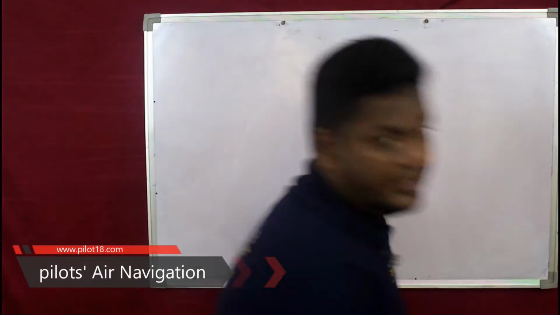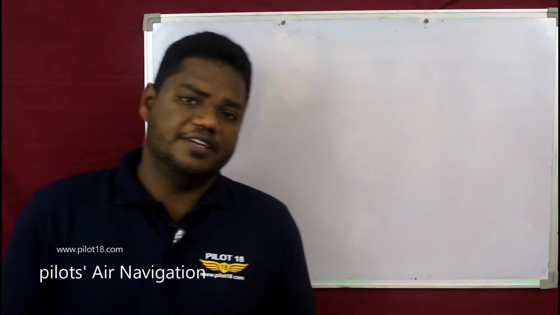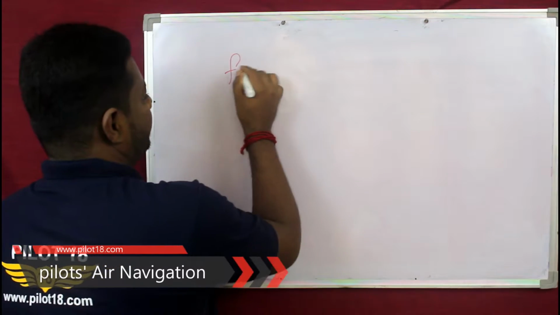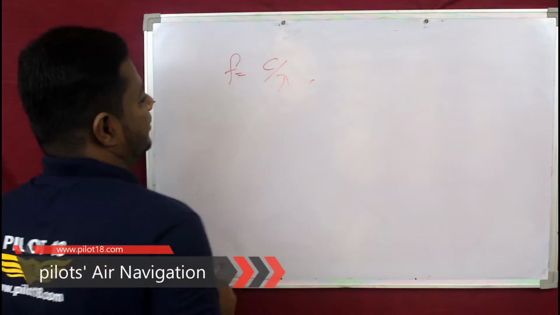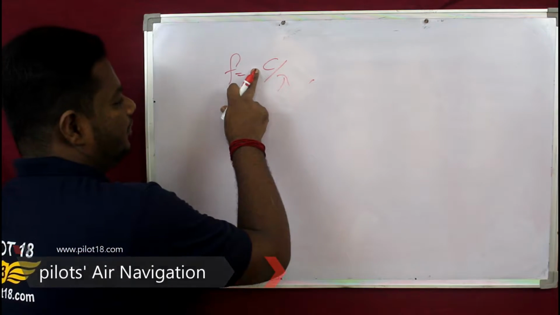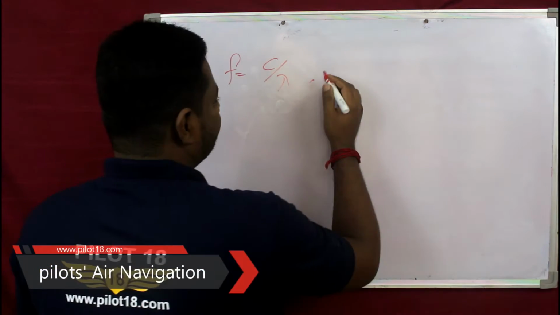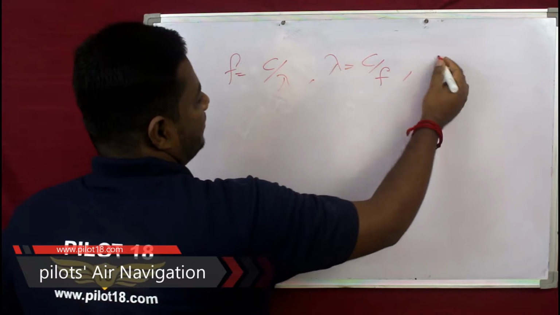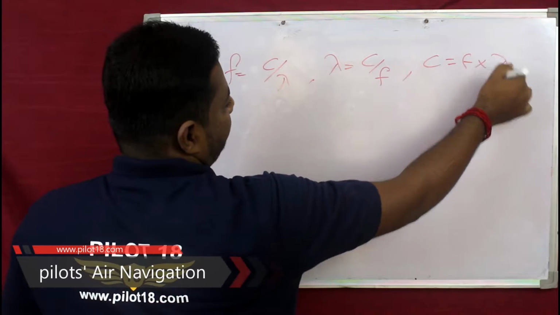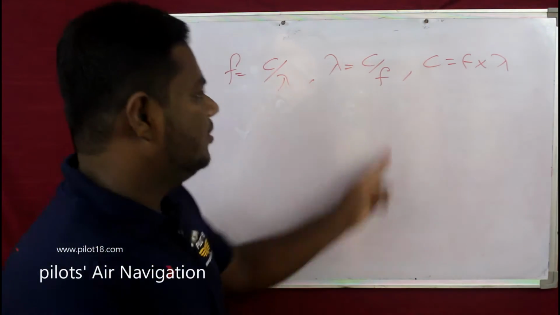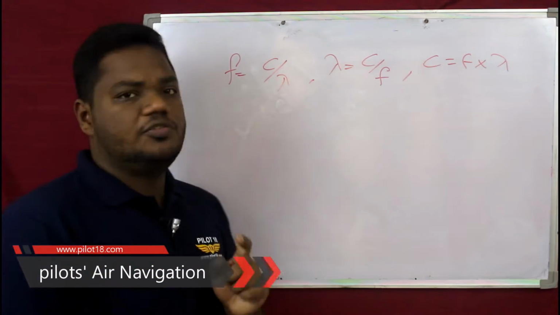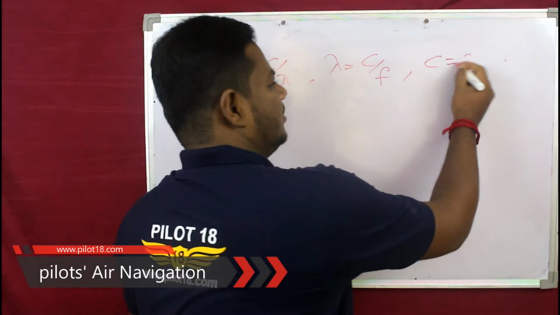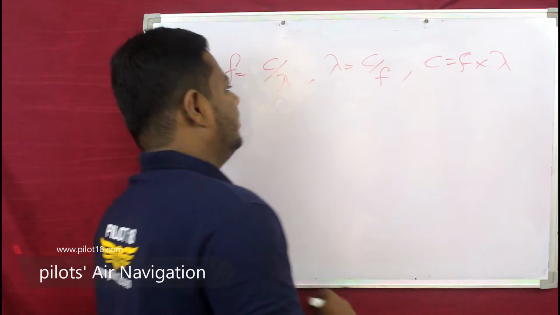Now let's see the relationship between wavelength, frequency and all, right? So F is equal to C by lambda. This is frequency: frequency equals speed of radio wave divided by lambda, and lambda equals C by F, and C equals F into lambda. These are the formulas which we use in exams. Let's complete the formula.